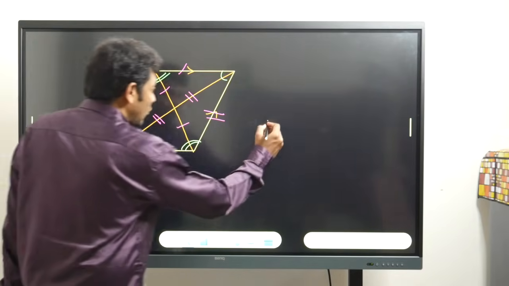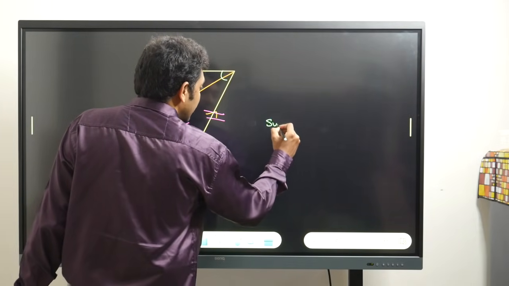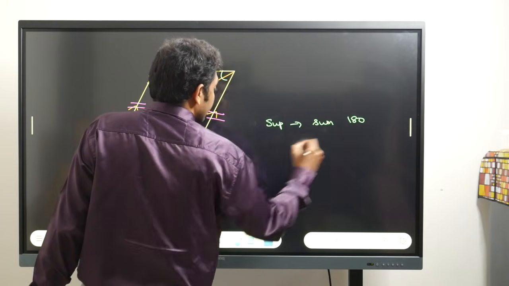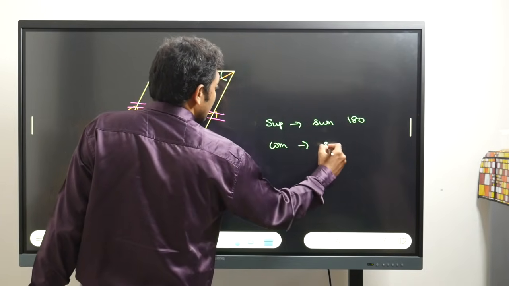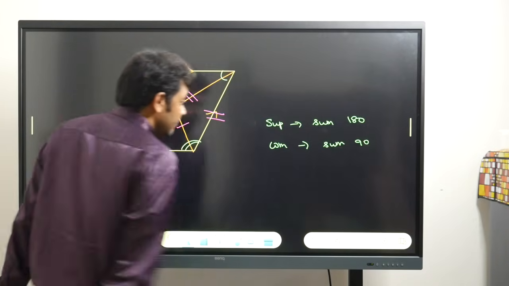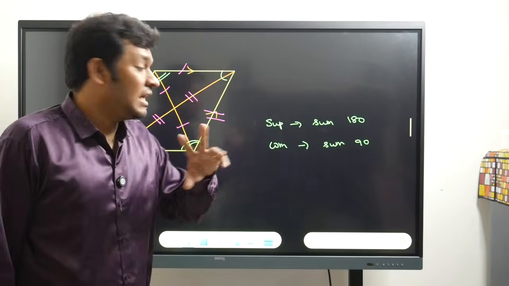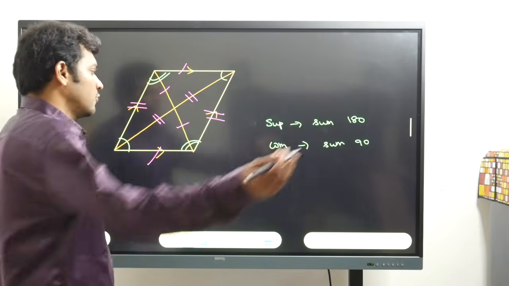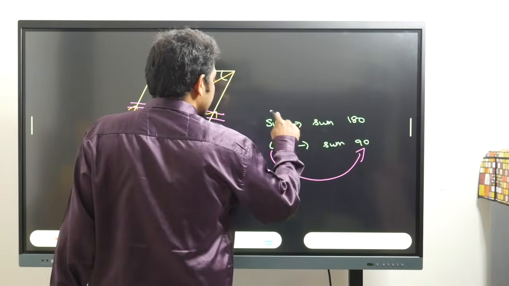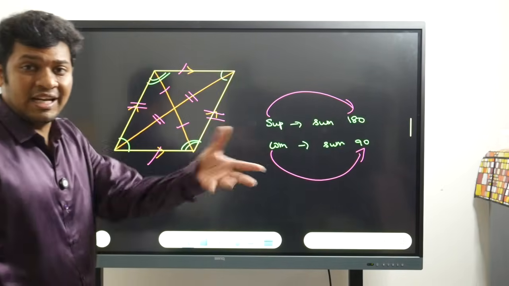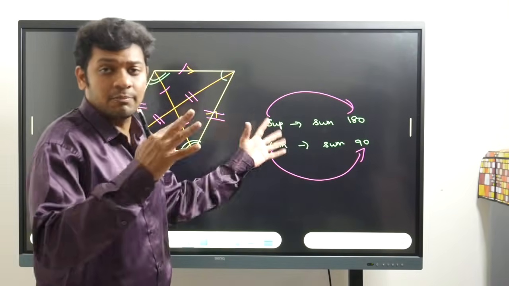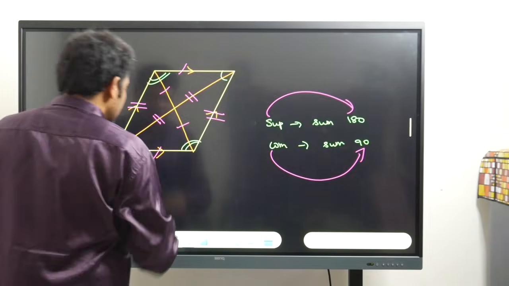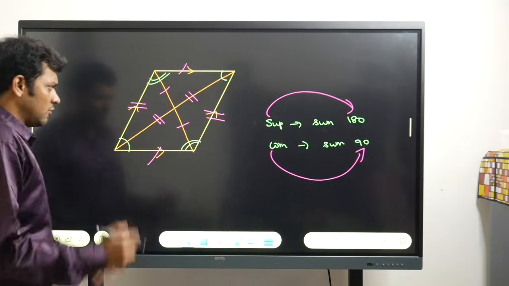Again, what is supplementary and complementary? Supplementary means sum 180. Complementary means sum 90. If two angles A and B are supplementary, A plus B is 180. If two angles are complementary, A plus B is 90. That's all. To memorize, C comes first, 90 comes first; S comes next in alphabetical order, so 180 comes next. Some people get confused between supplementary and complementary. Complement 90, supplement 180. Please remember that. So this is my parallelogram and the properties of a parallelogram.